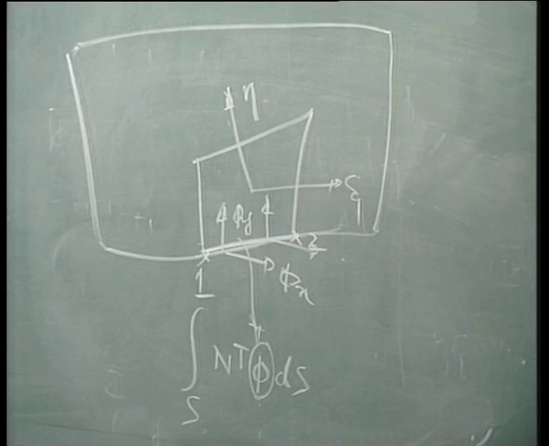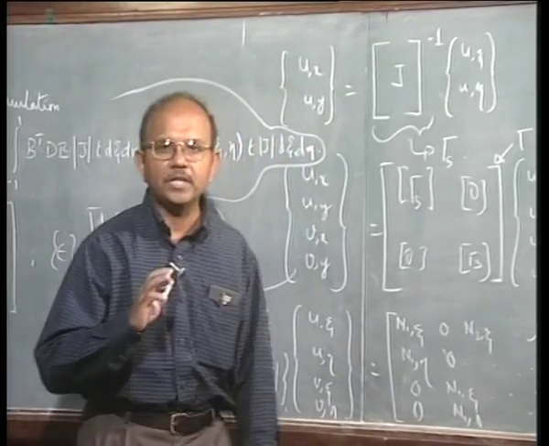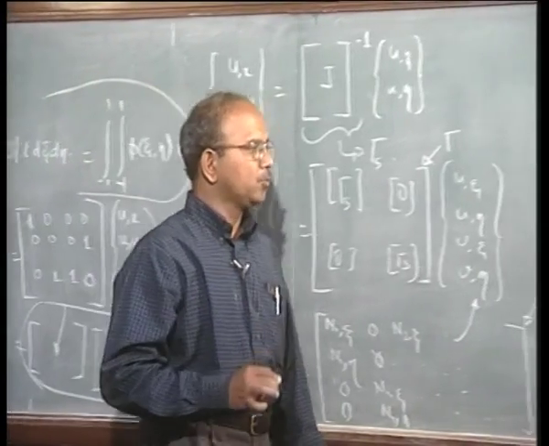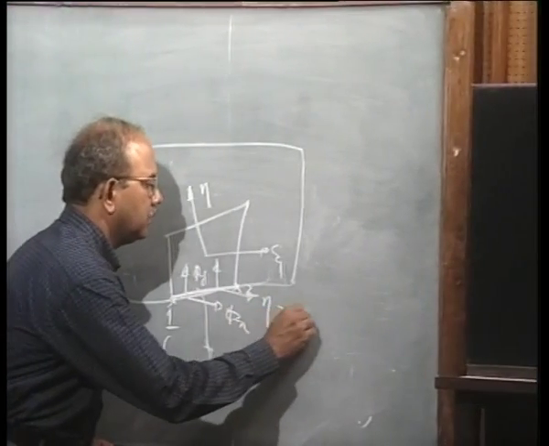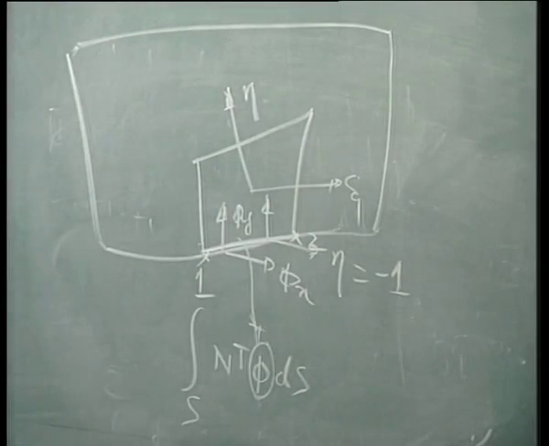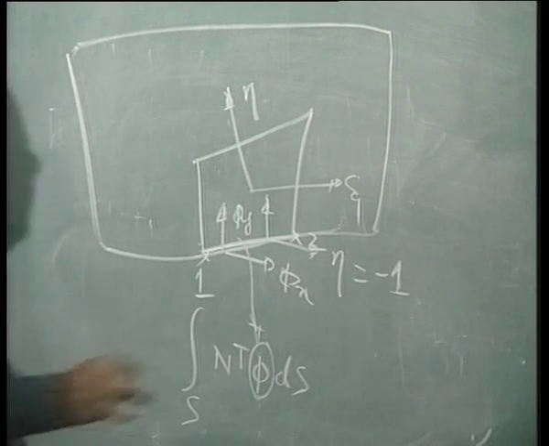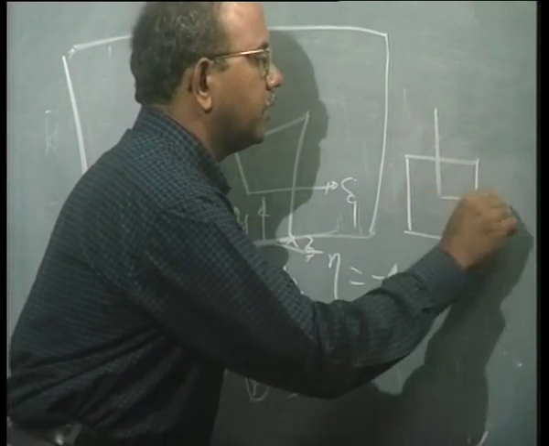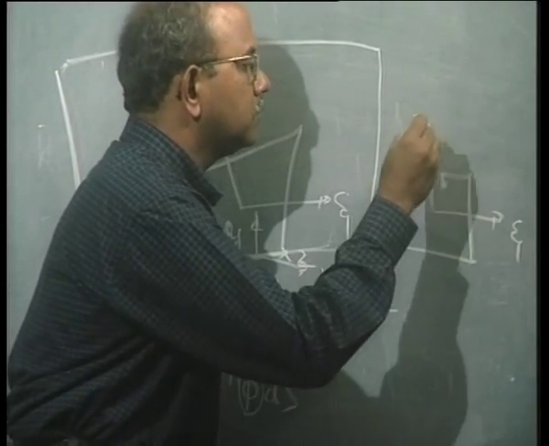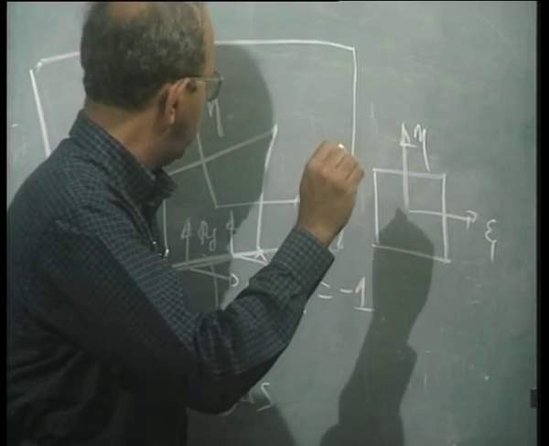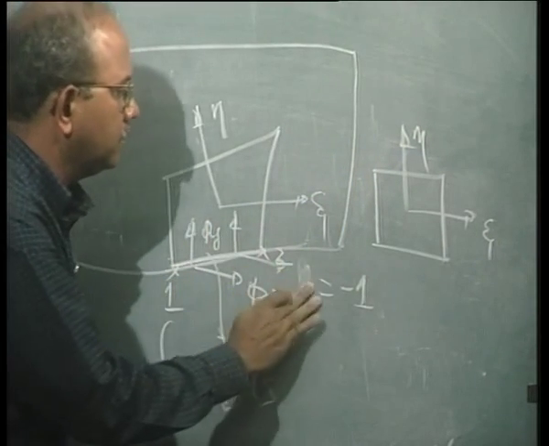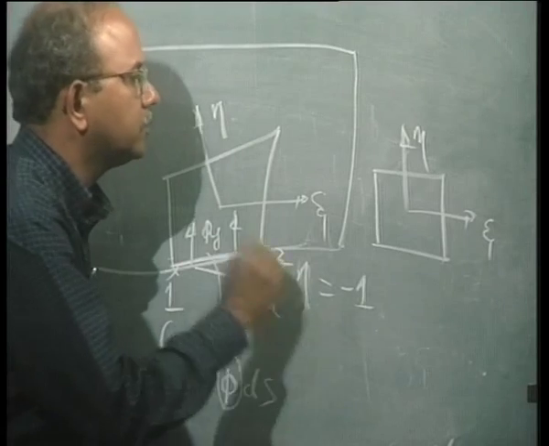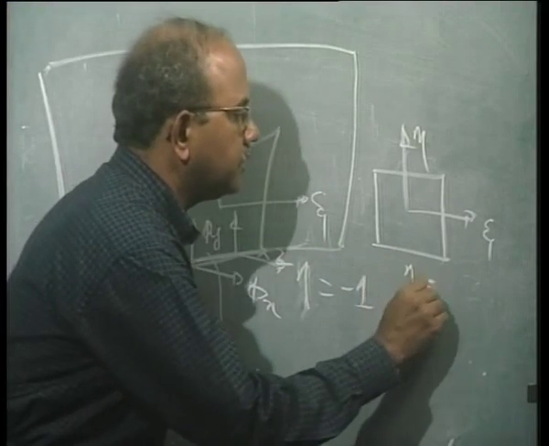Or in other words, my first job is to recognize that the face on which I have given the load happens to be eta equal to -1 in the natural coordinate system. In other words, symbolically writing it, if I write this as the natural coordinate system, psi, eta is equal to -1, and hence eta is equal to -1.